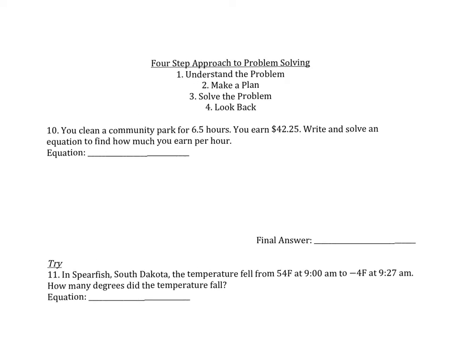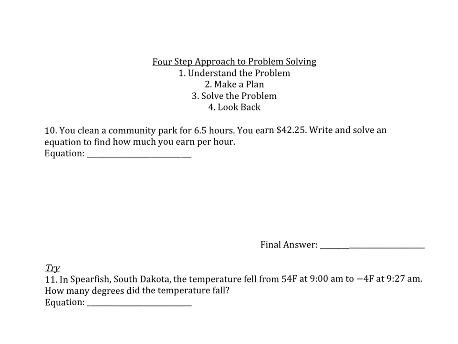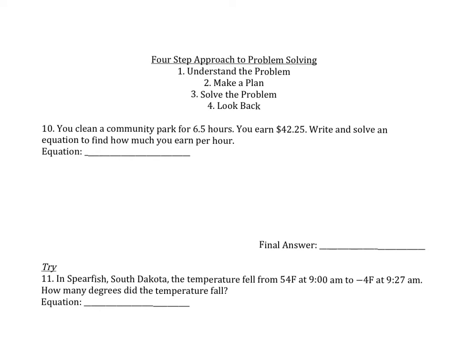All right, so you can see up at the top, we have a 4-step approach to problem solving. We need to understand the problem and figure out what it's asking us. Once we figure that out, we can make a plan of how to solve it. That's generally when our equation is going to come in. After we get that equation, we solve the problem and think about what that means in terms of our problem. And then we look back. Does that answer make sense?